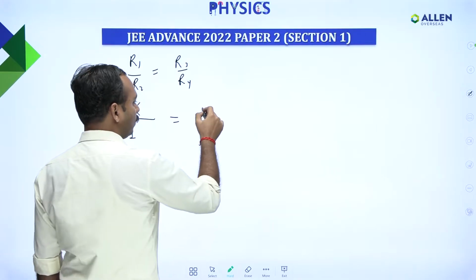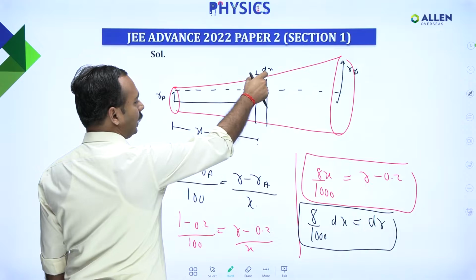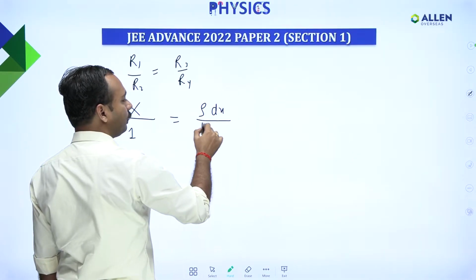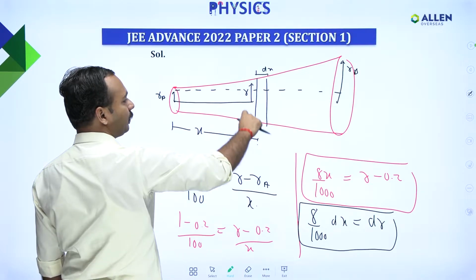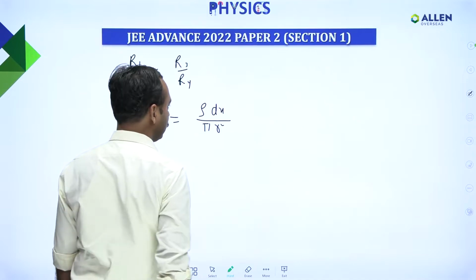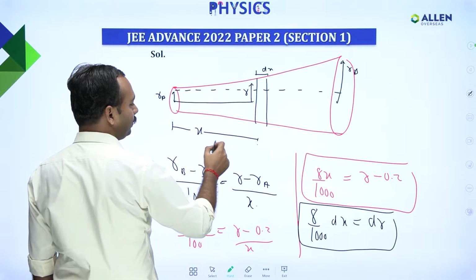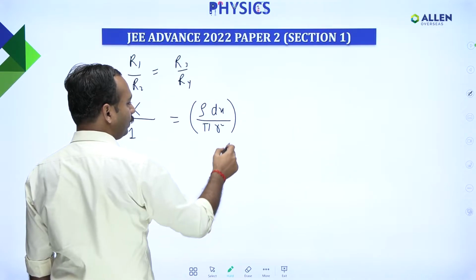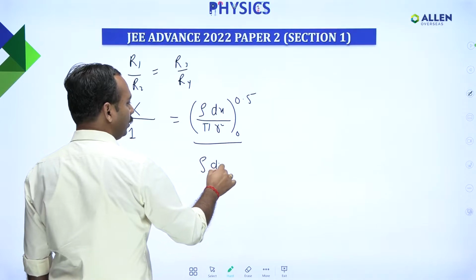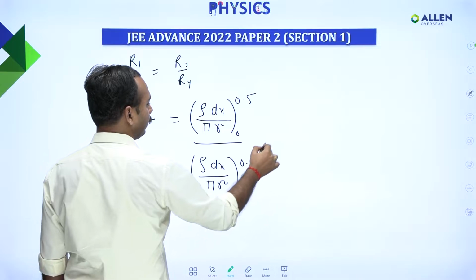So R3 is rho times the length of the element. Do I know the length of the element? Let's take dx. If I take only one element, it is dx by area, pi r square. I want to calculate the resistance only for this element, then I'll put in the limits and get the total resistance. Here the limits go from 0 to 0.5 meters, rho dx by pi r square, 0 to 0.5.